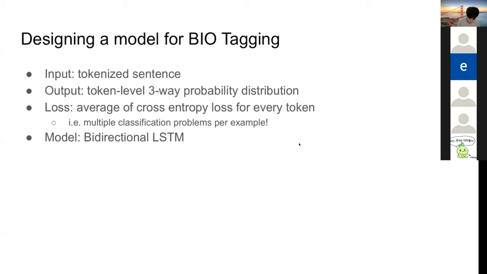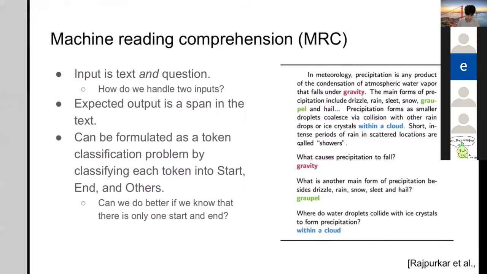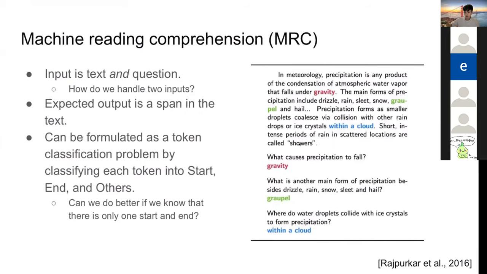Of course, here the three-way output assumes that N equals 1. If N is an arbitrary number, then it has to be 2N plus 1 for biotagging. And we have a probability distribution for each token, and then we basically average those cross entropy losses, just like how we do across different examples. But we can still use the same kind of model, like a bidirectional LSTM.